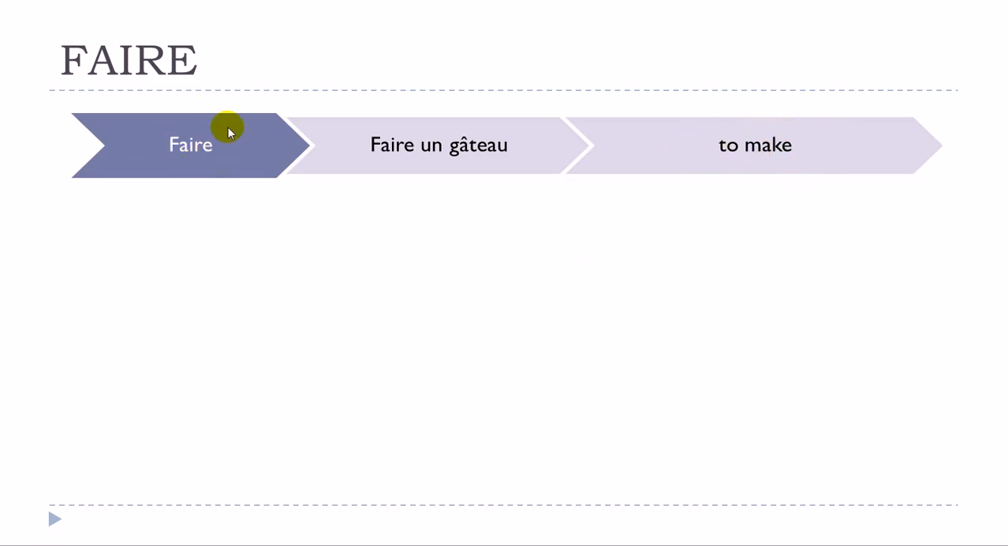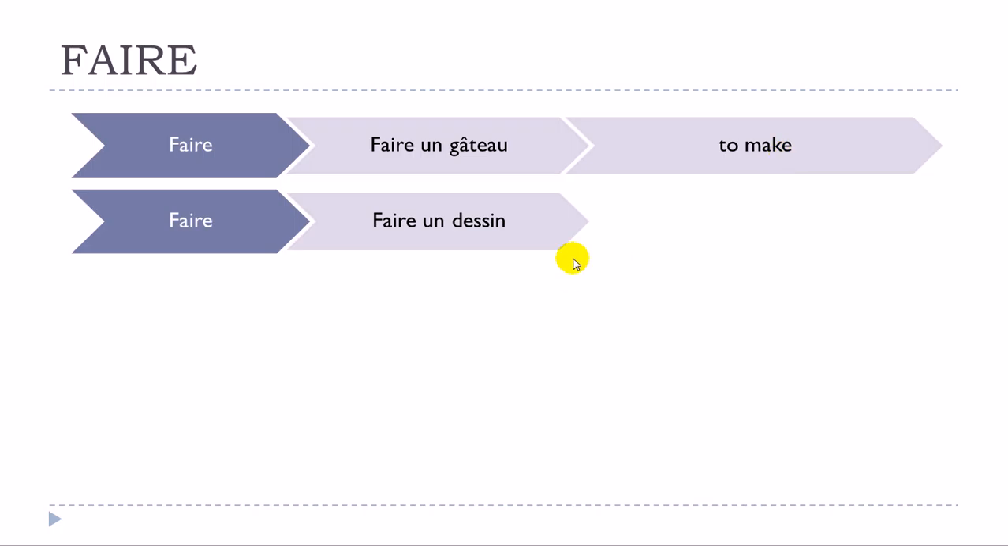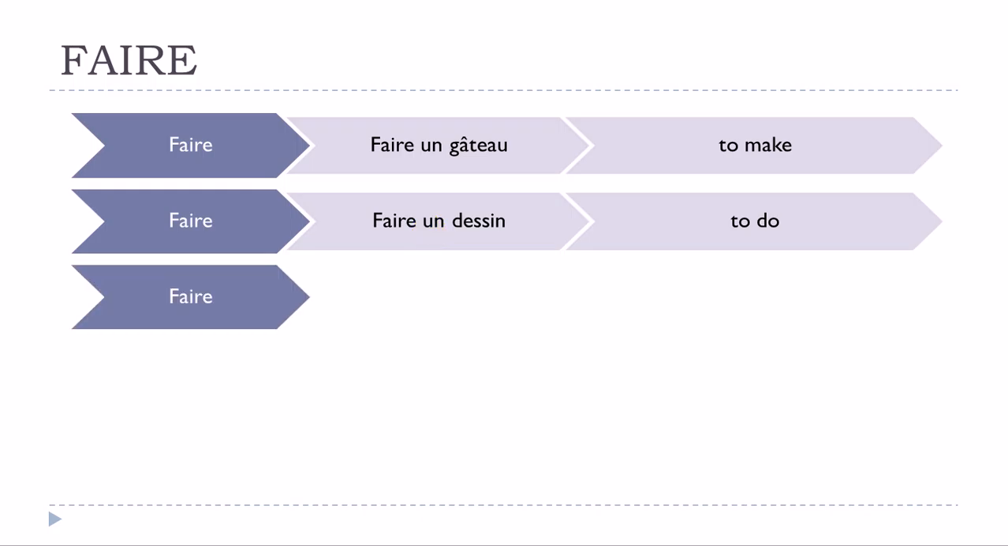So, faire here, and then we've got an example here. Faire un gâteau, it's a cake, okay? And in that case, of course, if you want to translate that, you could use to make, okay? And then faire un dessin, a drawing. In that case, it would be translated with to do, okay? So these are, of course, the two first translations that normally we tend to use when we translate the verb faire, okay? But then we'll see that we've got other uses of faire.